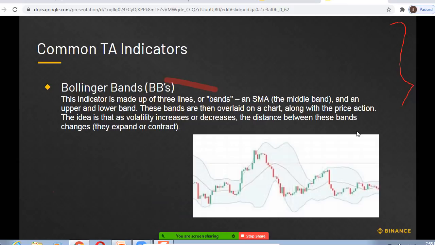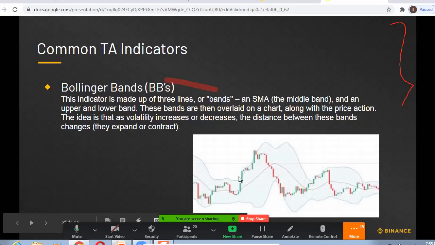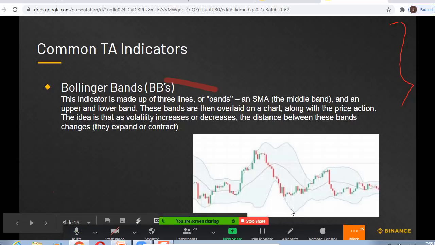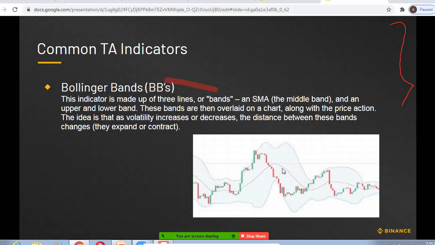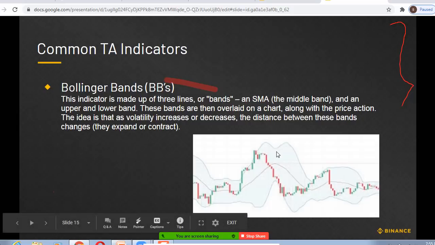Now, the Bollinger Band was discovered by a man called John Bollinger in the 1980s. And it uses a simple moving average, which is the middle one here, called the simple moving average. And the upper line here is called the upper band, while the lower line is called the lower band. The middle line, the moving average, is a standard deviation from these two lines, that is the upper band and the lower band.